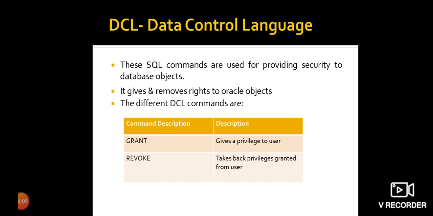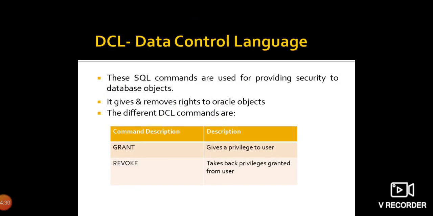Grant gives a privilege, particular access rights. You give access rights to a particular person. Suppose you have superlative administrative power, you can grant rights to read, write, execute, all these things. And revoke is a privilege taken back. Once you have given it, if you want to take it back, then you go for revoking it.